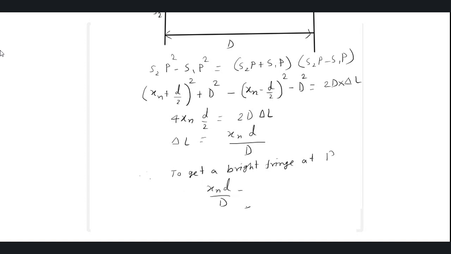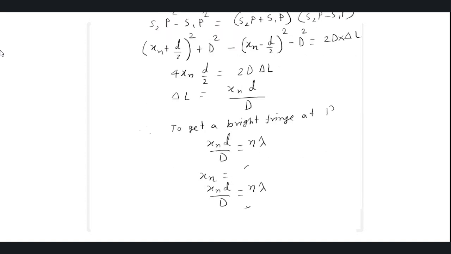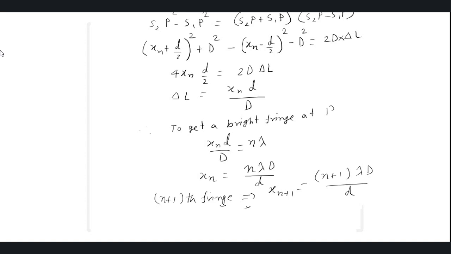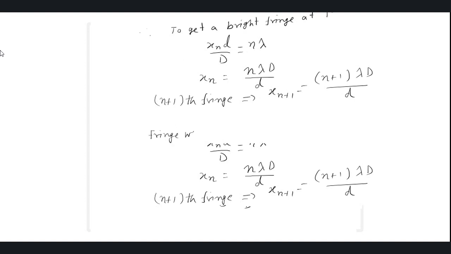So if we put the values, then we will find xn as n lambda capital D by small d. So this should be the position of the nth bright fringe from the central point O on the screen. Similarly, to have the n plus 1th bright fringe on the screen, we must have xn plus 1 as n plus 1 lambda capital D by small d, because we just need to put n plus 1 in place of n.